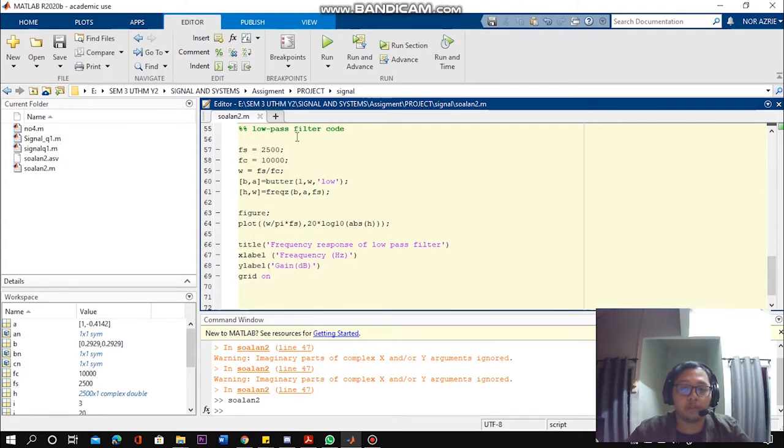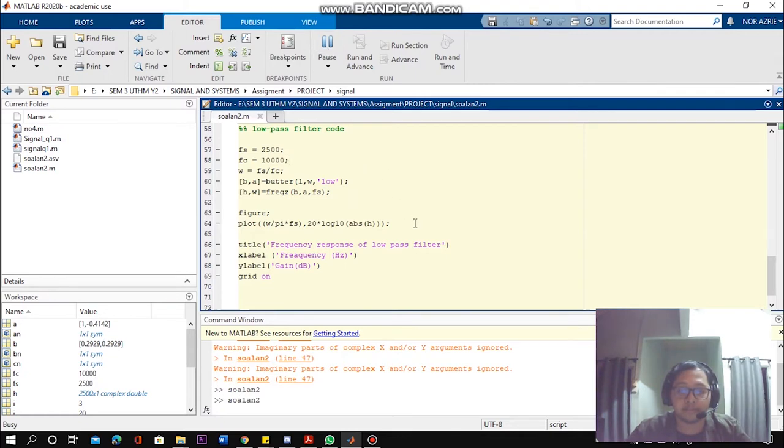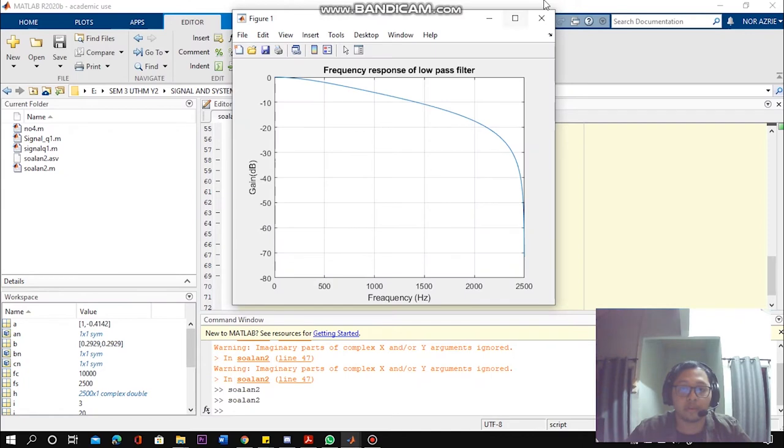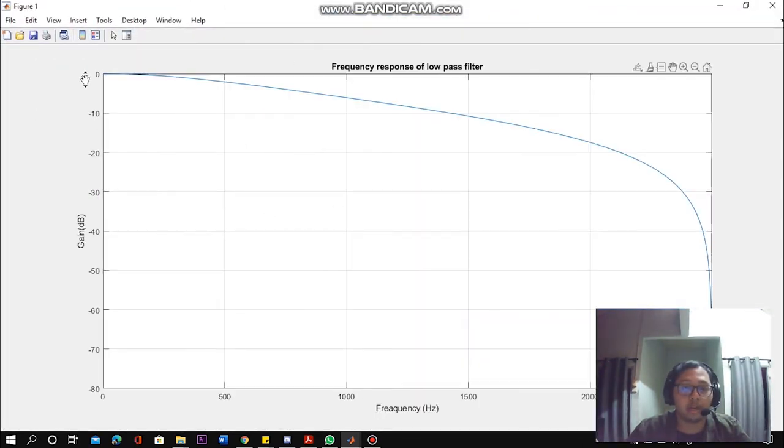So I will do a low pass filter. For the value of fc that was given by our lecturer, which is 10 kilohertz, the value of fs we calculate from fc divided by 4. So fc is 10 kilohertz divided by 4, so we get 2.5 kilohertz. So we put it into this command here, and we run. Okay, so you can see here the graph of the frequency response of the low pass filter.